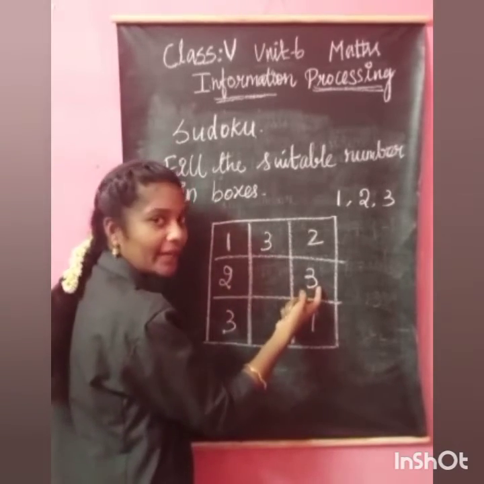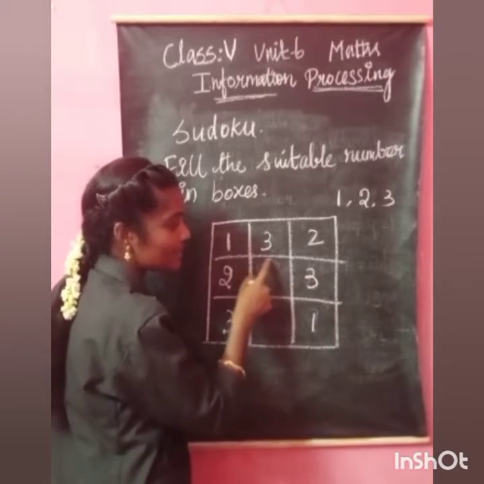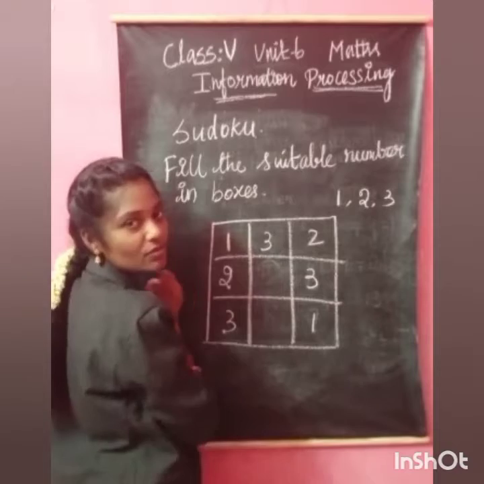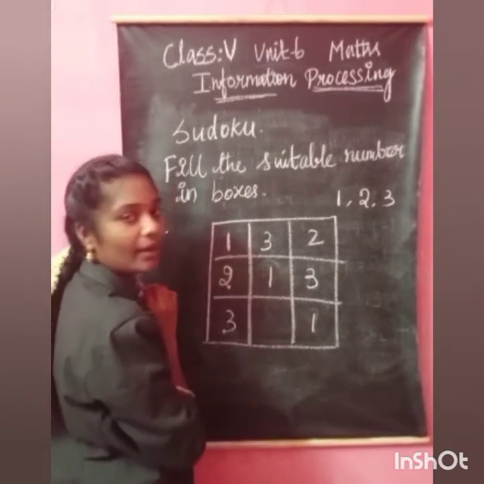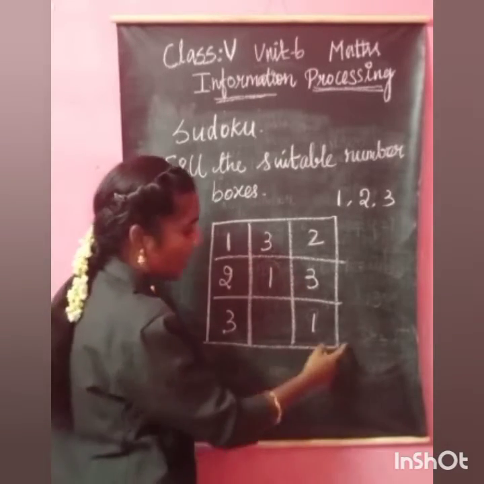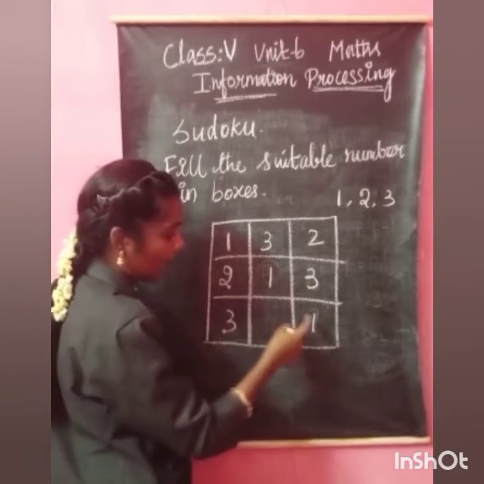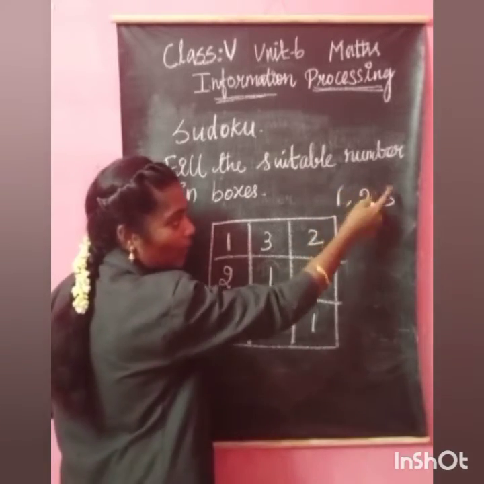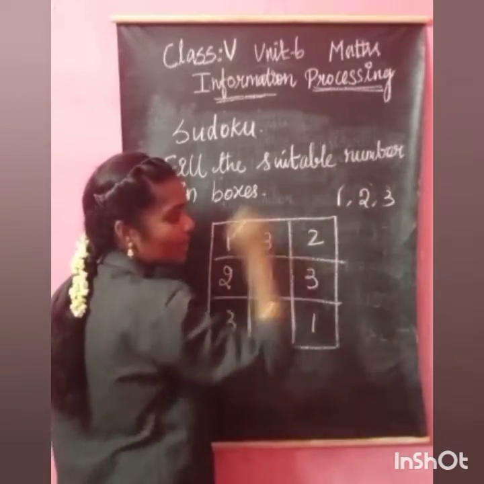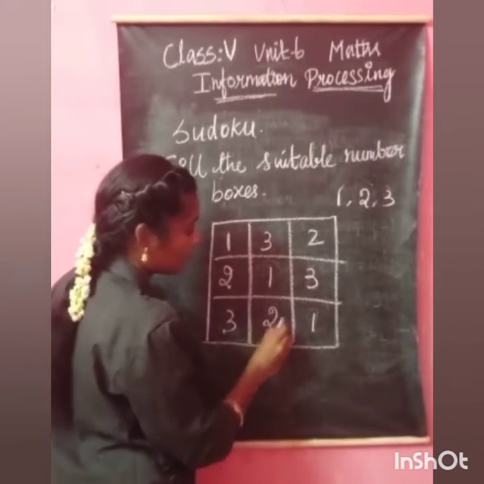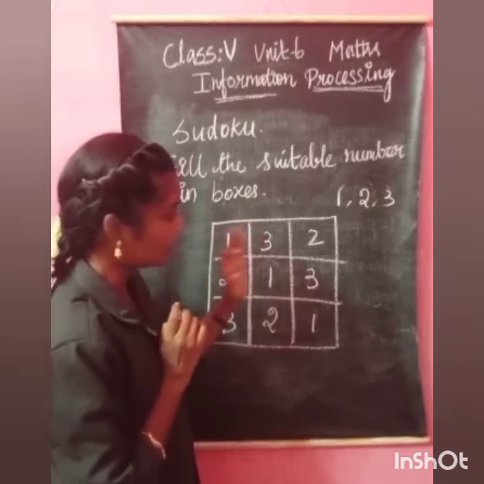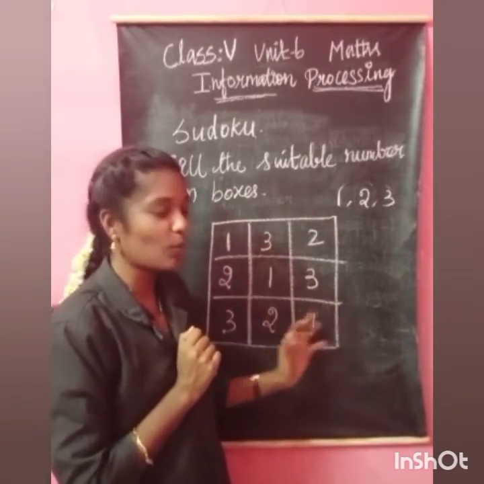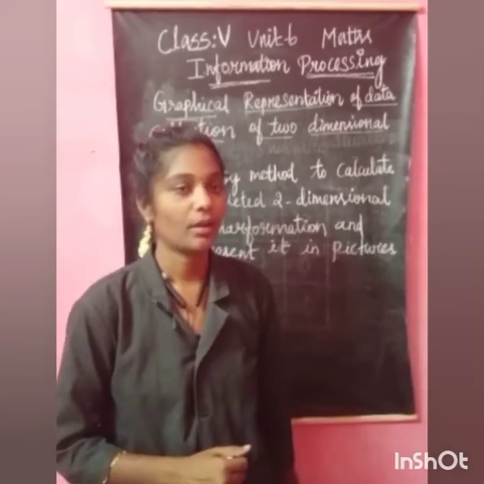Now see the second row. 2 and 3 are written. What is the missing number? The missing number is 1. Very good. See the last row, children. 3 and 1 are given. So the missing number is 2. So we are using the numbers 1, 2, 3 in this box.